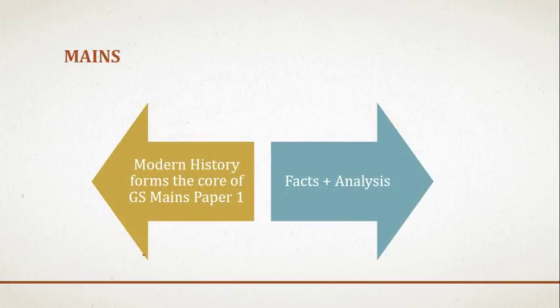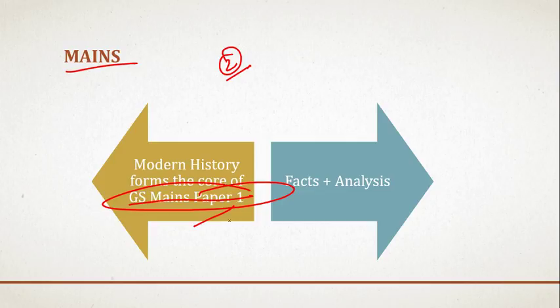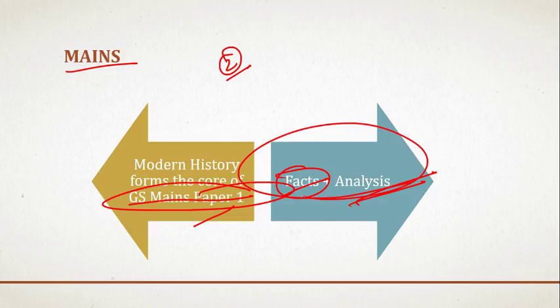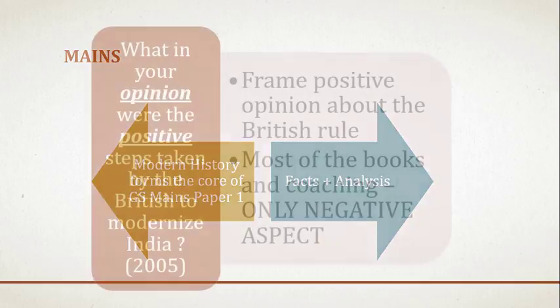Now, if we talk about the mains examination, then at the mains stage, modern Indian history is asked in two ways. First is in GS mains paper 1. Now, as far as mains paper 1 is concerned, it requires facts as well as analysis. Right? You cannot only focus upon facts. You cannot only focus upon analysis. You require both facts as well as analysis. And so, we would be focusing on both of them as a part of this course.